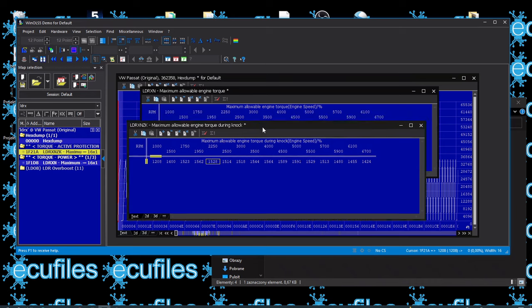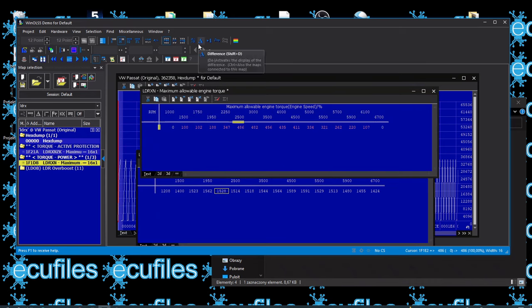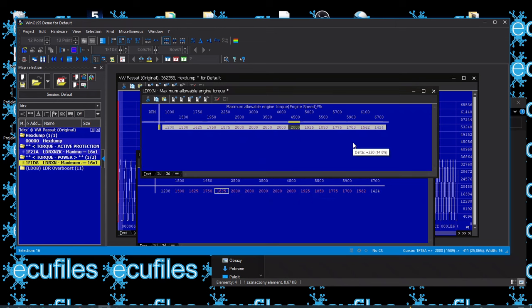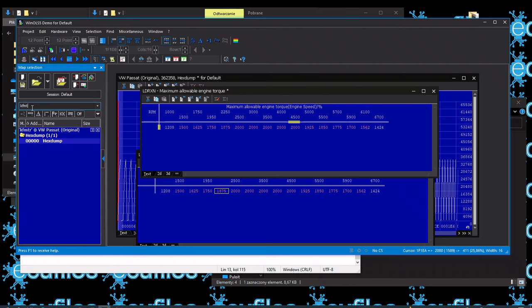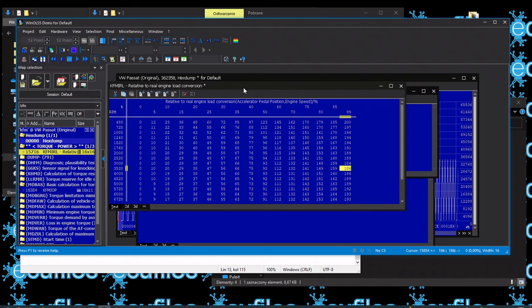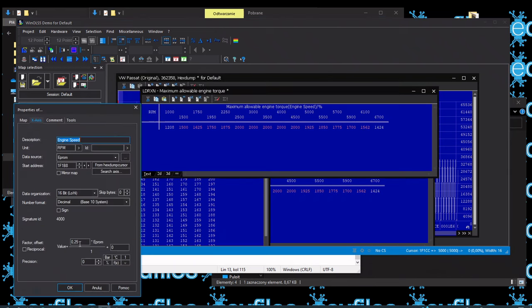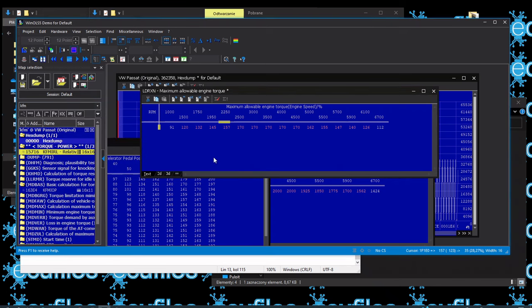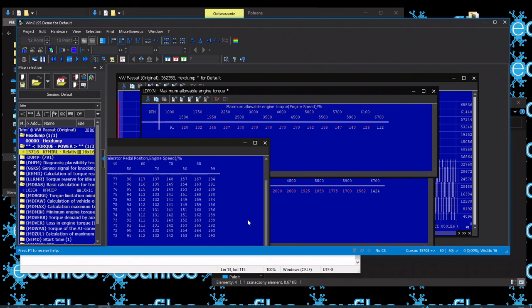Similarly, we change the LDRXNZK map. Now we need to check if the KFMIRL map values are greater than in LDRXN. This is correct, so we can leave KFMIRL stock.